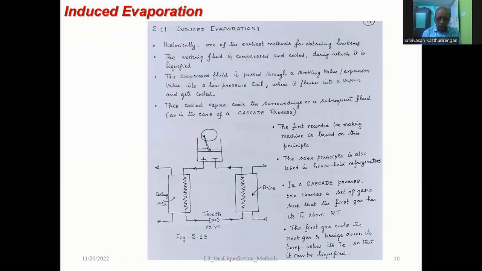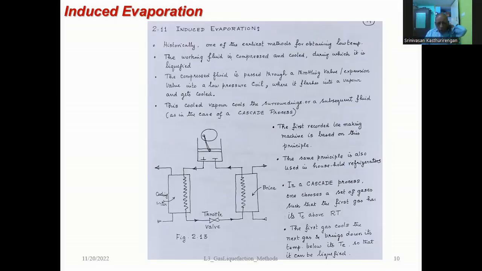Now the compressed fluid passes through a throttling valve where it expands. Once it expands into a low pressure coil, it flashes into a vapor and thereby the temperature decreases further. This cooled vapor cools the surroundings or maybe a subsequent fluid, as in the case of a cascade process. So the early recorded ice making machine is based on this principle of what is called induced evaporation.